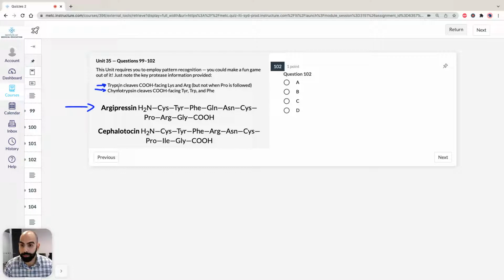So argipressin, if we look at trypsin, it's lysine, arginine. We know it's just going to be arginine. So we're going to cleave here. Chymotrypsin, we're going to cleave tyrosine and phenylalanine. So we know these two. So we're going to cleave here and here. What we're left with is a dipeptide, 1 amino acid.